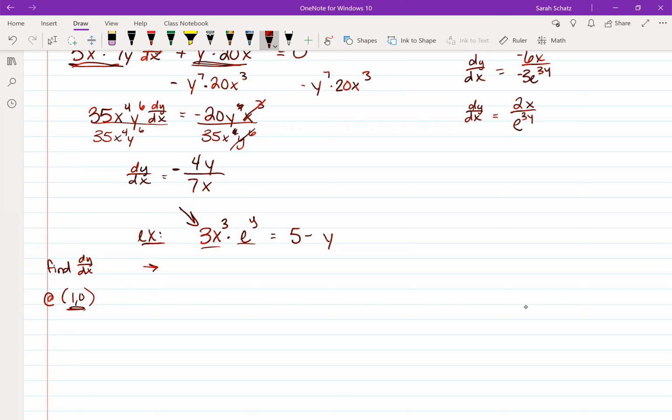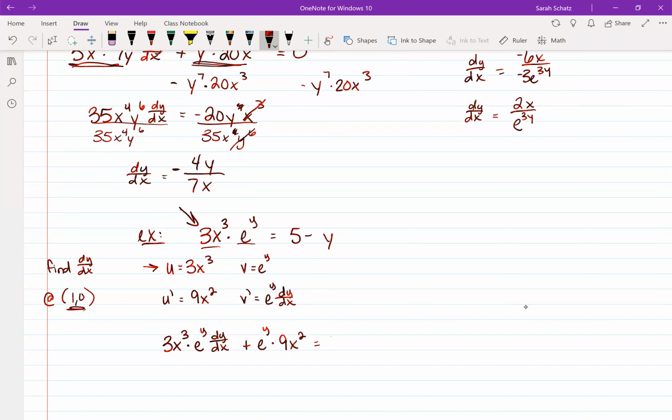So in our first step here with the product rule, I've got u equals 3x cubed. So du is going to be 9x squared. If v equals e to the y, then dv equals e to the y dy/dx. So let's put that together as 3x cubed times e to the y dy/dx plus v, which is e to the y times du, which is 9x squared, equals, what's on the other side?